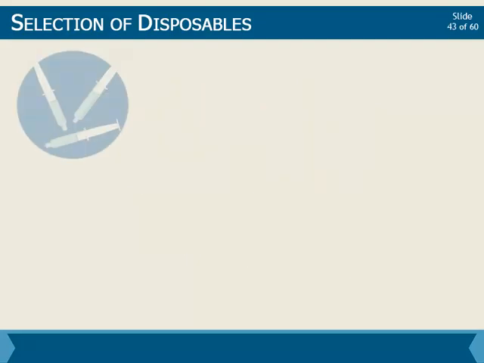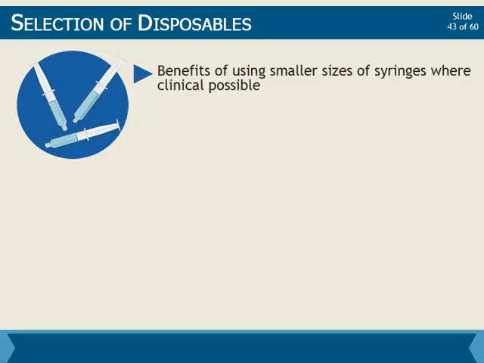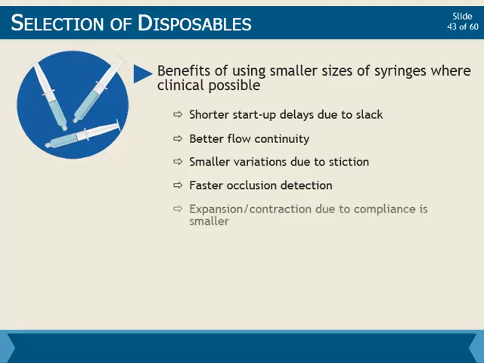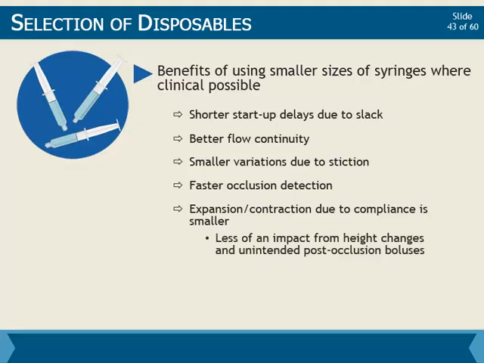Over the course of this module and the previous one, we have frequently highlighted the benefits of using smaller sizes of syringes where clinically possible. These benefits have included shorter startup delays due to slack, better flow continuity, smaller variations due to stiction, faster occlusion detection, and the narrow diameter means expansion and contraction due to compliance is smaller, so there will be less of an impact from height changes and unintended post-occlusion boluses. With these benefits, it is easy to see why selecting the smallest syringe size that is practical for your specific clinical purpose can be clinically beneficial.